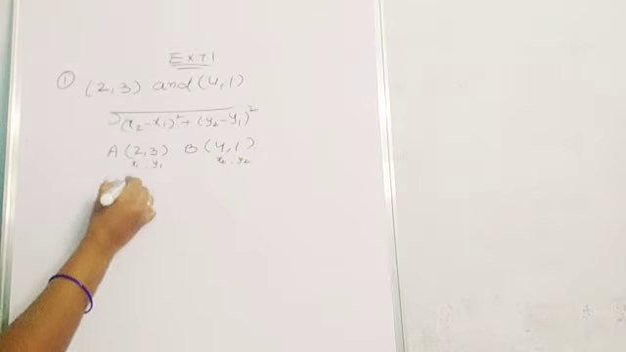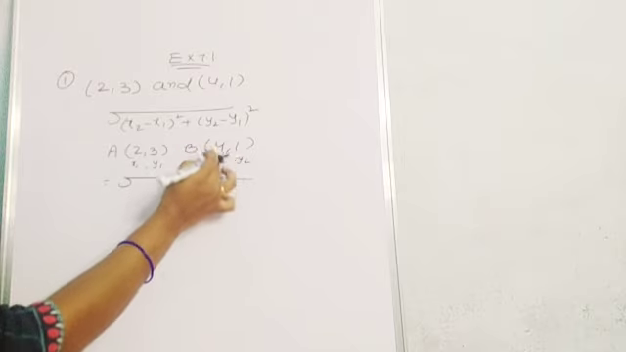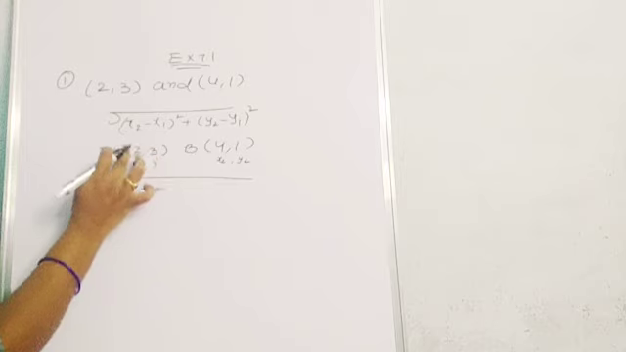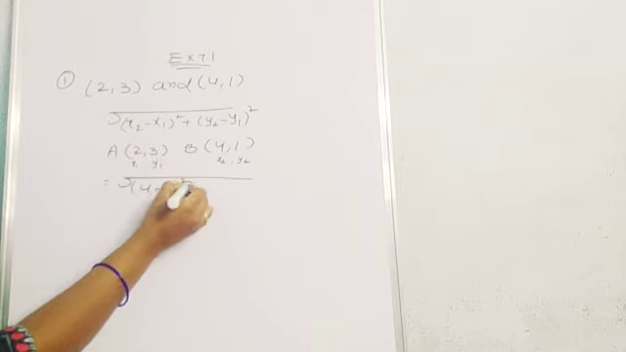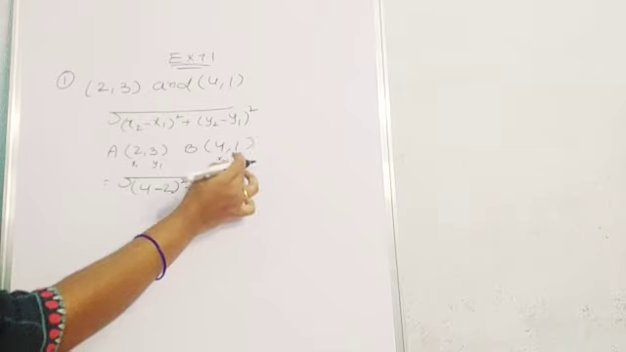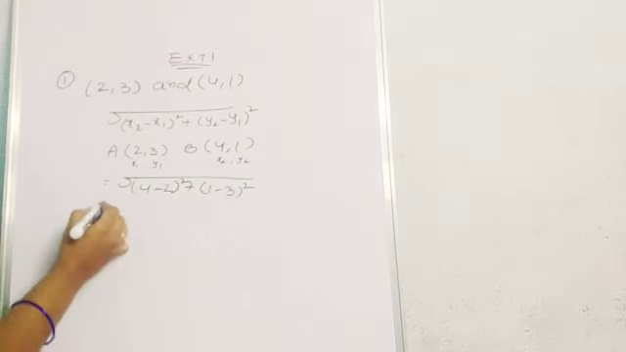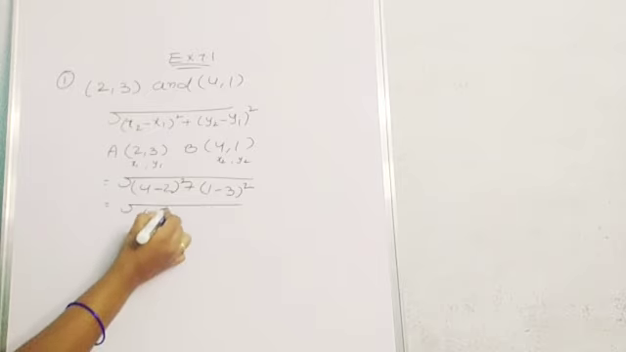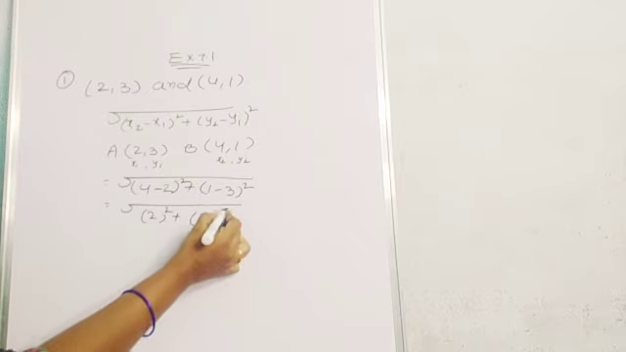Now we have to substitute in the formula. What is the value for x2? x2 is 4. x2 minus x1, and x1 is 2. So (x2 minus x1) whole square plus (y2 minus y1) whole square, where y2 is 1 and y1 is 3. So here (4 minus 2) whole square plus (1 minus 3) whole square, that is (minus 2) whole square.